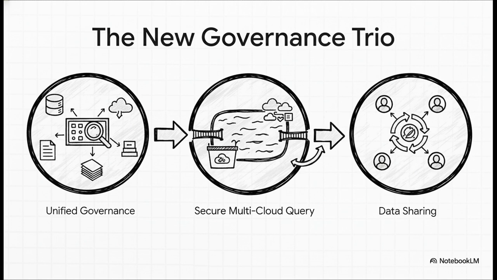I like to think of Dataplex as the central librarian that knows where everything is. BigLake, that's your magic wand that lets you query files in Cloud Storage or even AWS and Azure as if they were just another BigQuery table. And Analytics Hub, well, that's your secure data marketplace for sharing data without making endless costly copies.